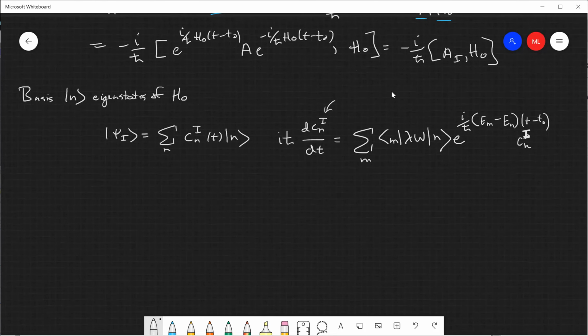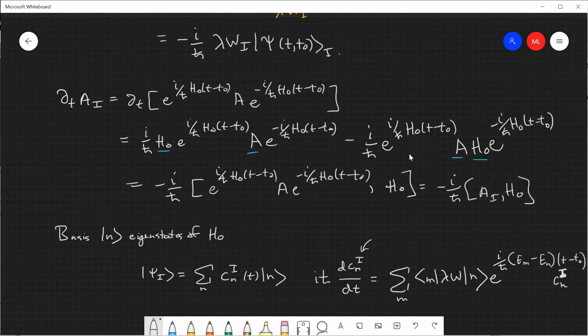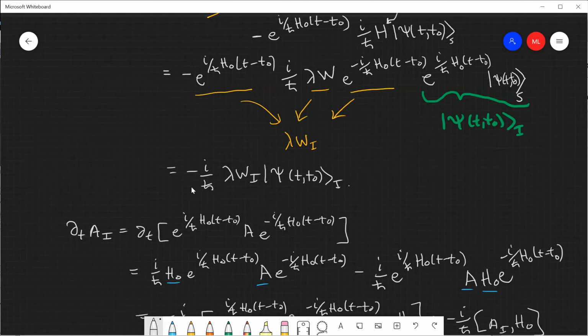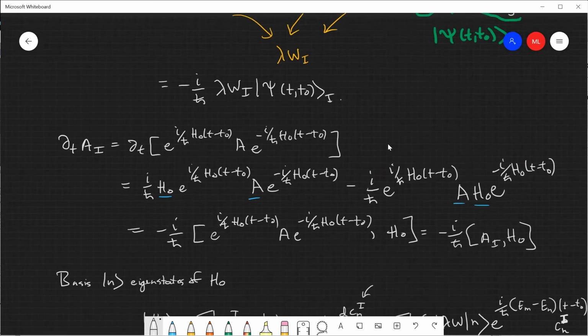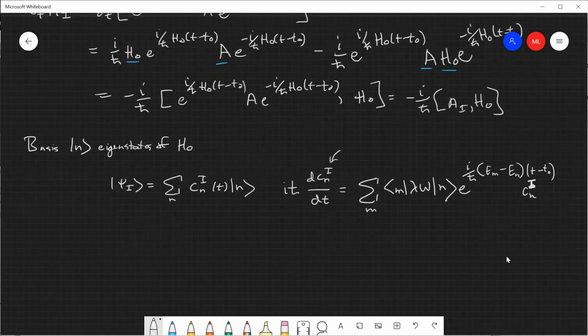Again, because W has to be in the interaction picture. Remember, we derived that the interaction picture states obey the Schrodinger equation with W in the interaction picture. So these extra exponentials out here give us these factors of Em minus En. You see it looks very similar to what we did in the Fermi's Golden Rule derivation, but now it's much more general. The general way of thinking about it is that we're moving to the interaction picture.